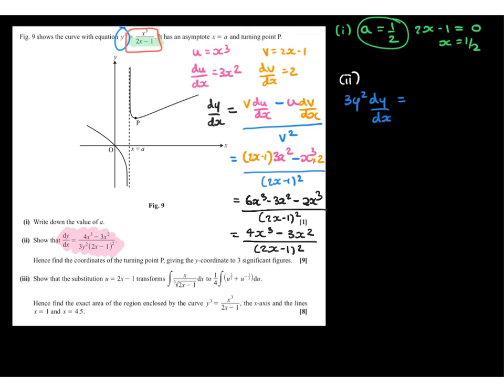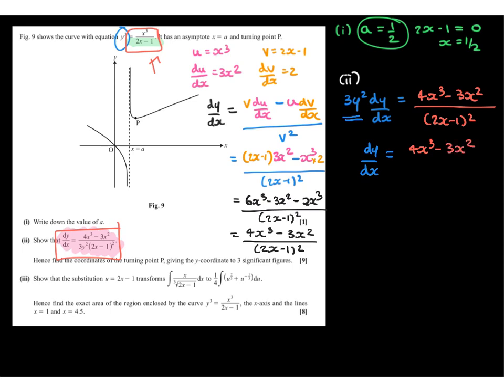So this is the derivative of the right-hand side, remember? So I can then input that here. And then it's very obvious that all I have to do to get to the version of dy by dx in the actual question is to divide through by this factor of 3y squared. So that then gives me dy by dx is equal to 4x cubed minus 3x squared all over 3y squared multiplied by 2x minus 1 all squared, which is what we were required to get to.